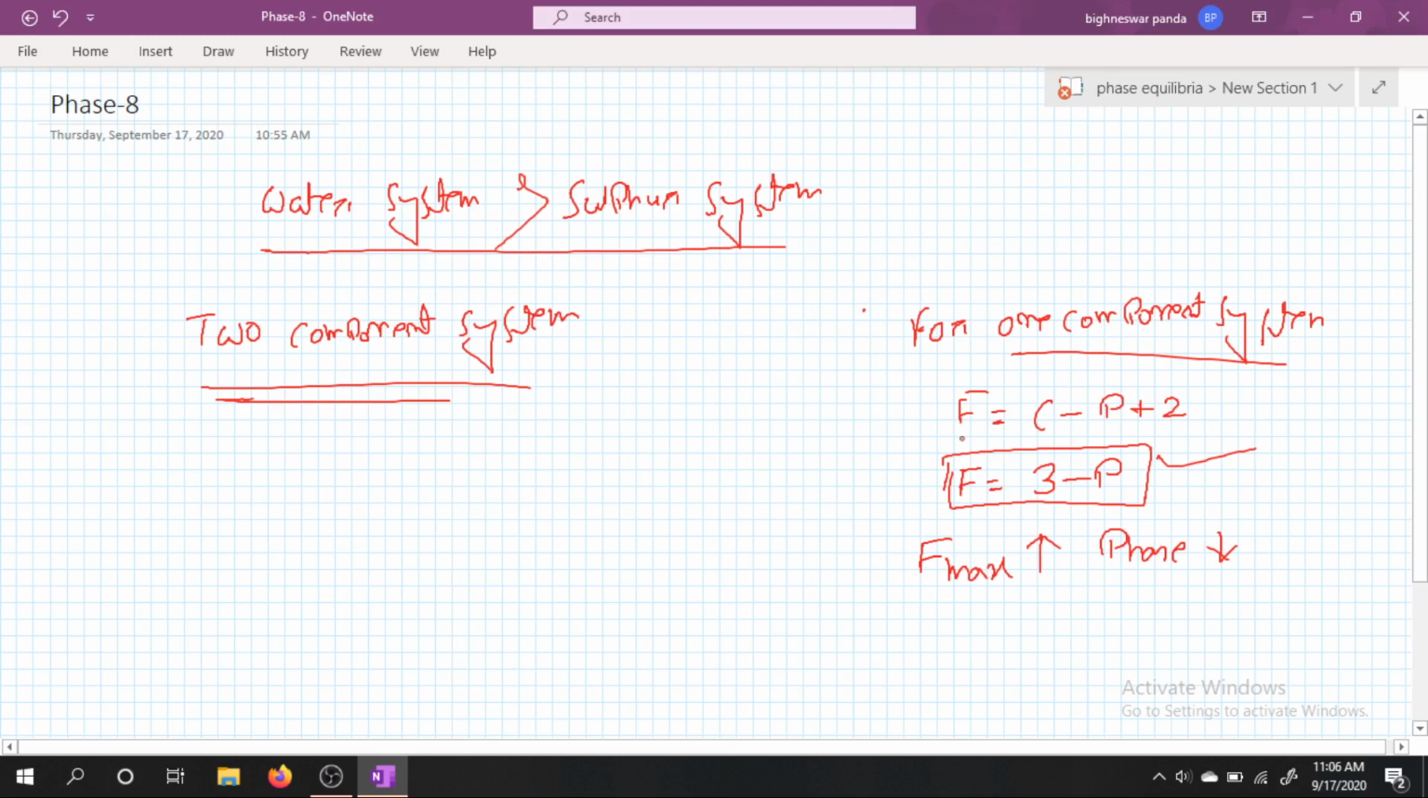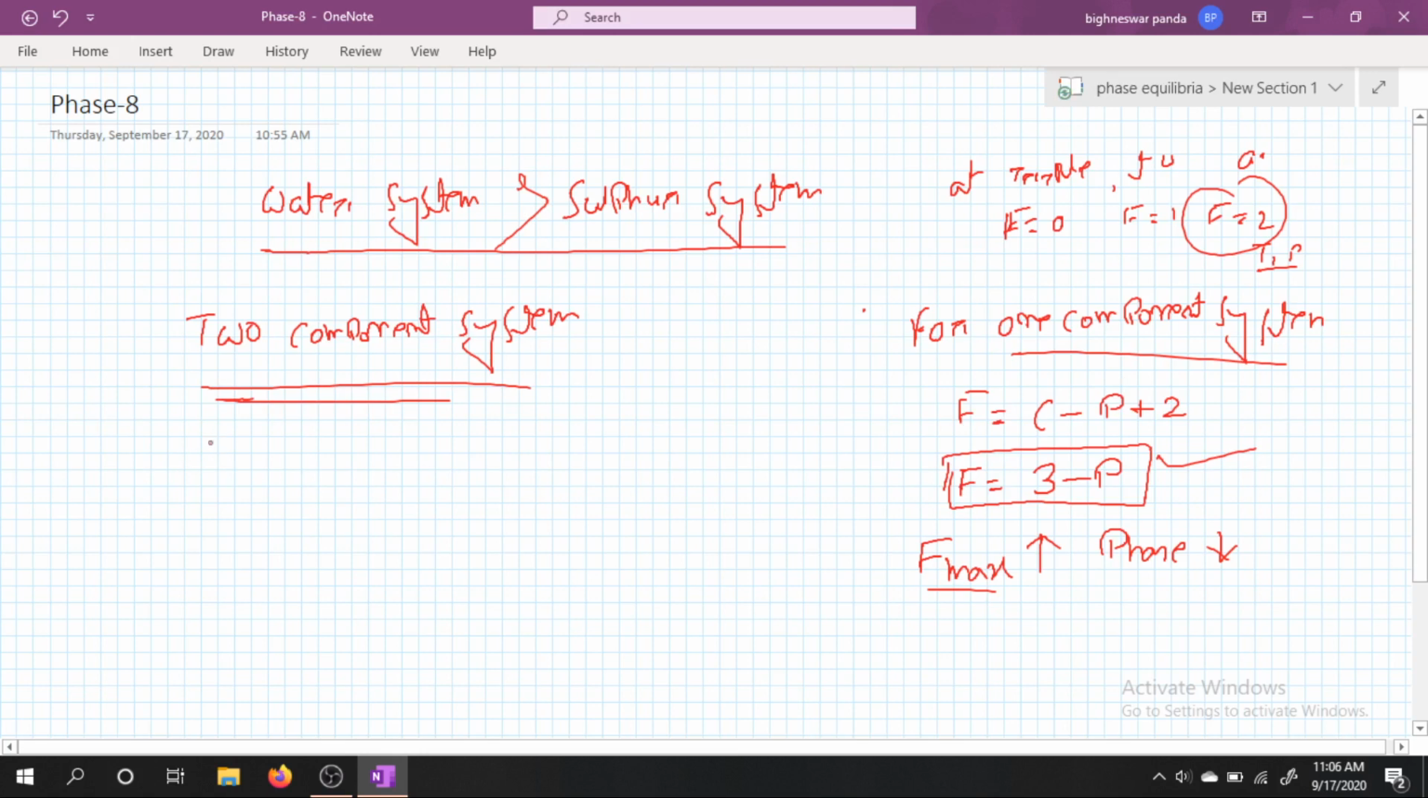When there is a three phase system, that is a triple point, the degree of freedom is equal to 0. For two phase equilibria the degree of freedom is equal to 1, and for a one phase system the degree of freedom is equal to 2. That means it depends upon temperature and pressure. But here we have to discuss that when there is a maximum degree of freedom, the phase should be minimum, and this is for a one component system.